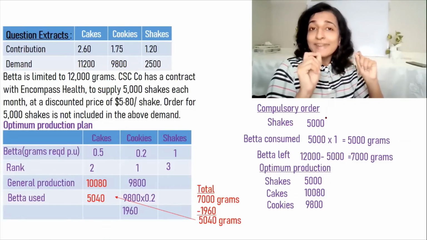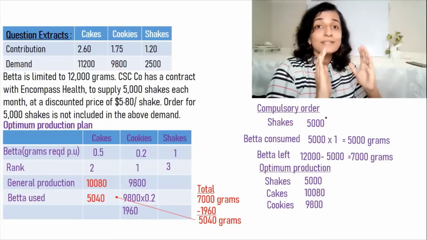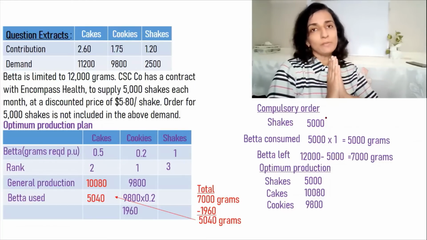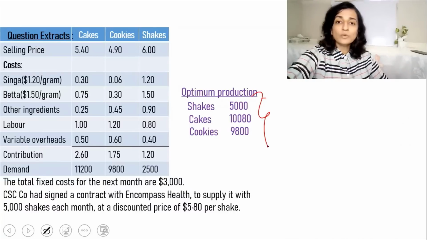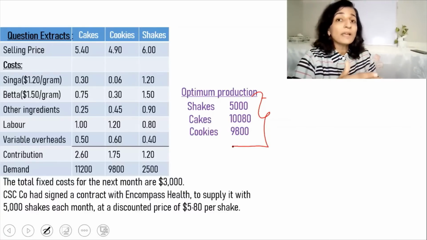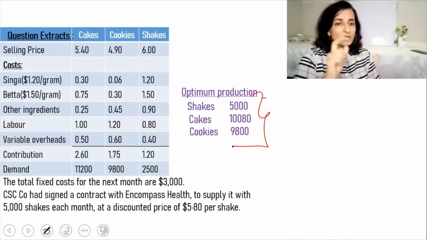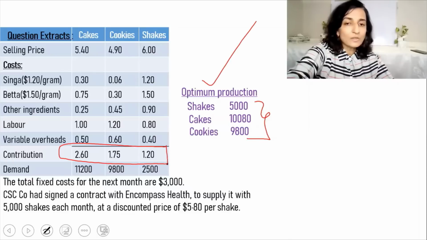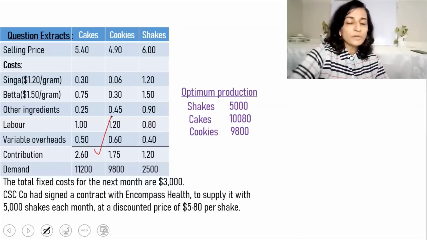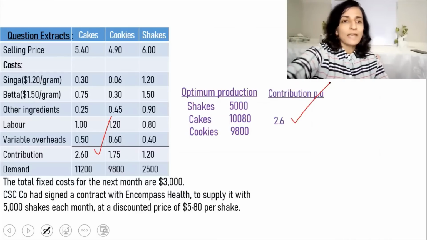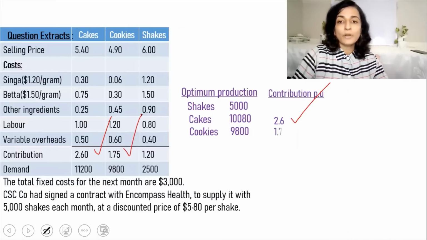Now we will go to the next part of the question. That is, what is the maximum profit that we get when we implement this optimum production plan? Now we know these are the units that we are going to produce. In order to find out the profit, the first step is to multiply with the contribution per unit, which is given in the question. Cakes contribution per unit is 2.6, and for cookies, it is 1.75.